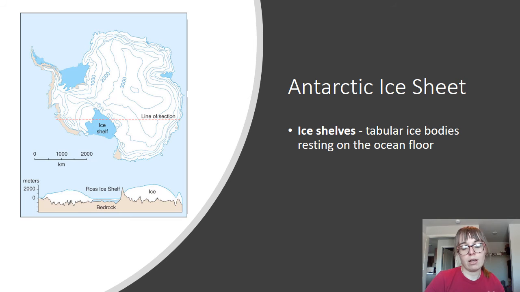And so an interesting thing to note about the Antarctic ice sheet is not only does it cover all of the continent of Antarctica, but it also has ice shelves, which are these ice bodies that are sort of like tables resting on the ocean floor. So these ice shelves extend away from the continent and are resting in the ocean, which is pretty cool.